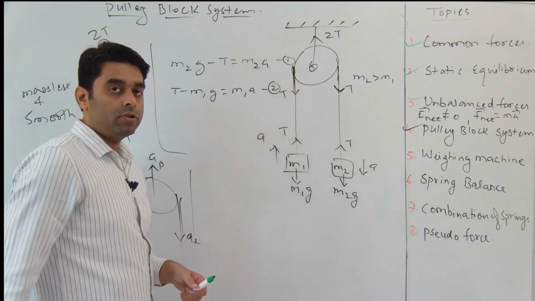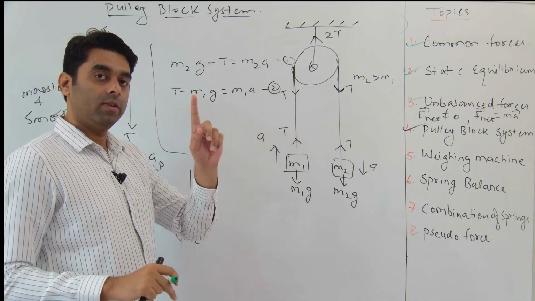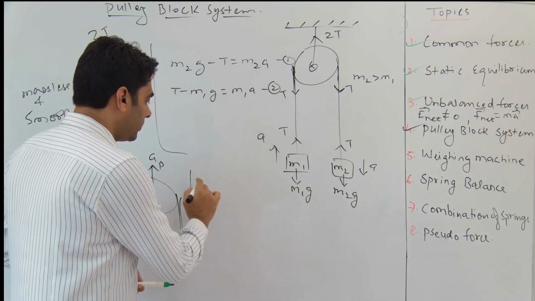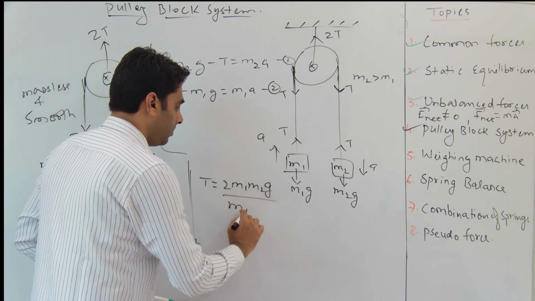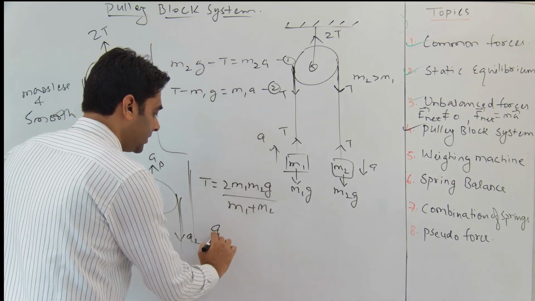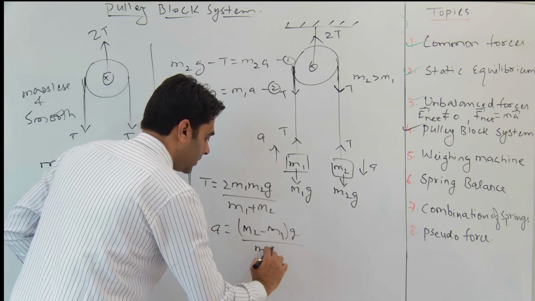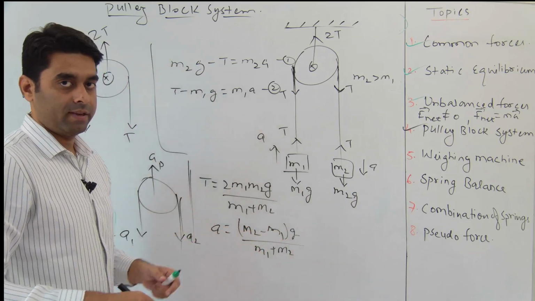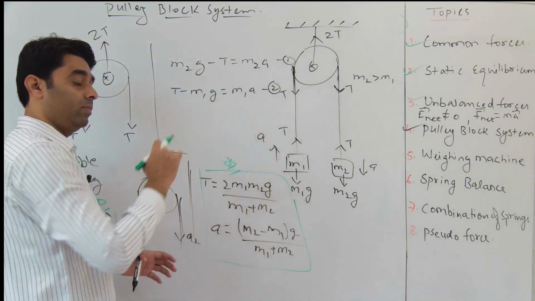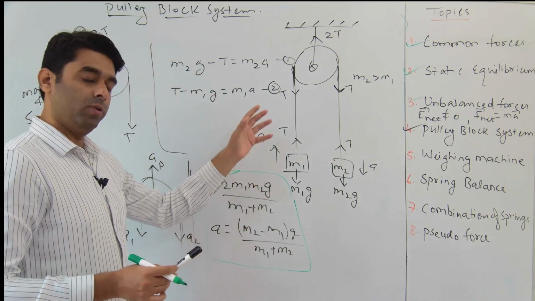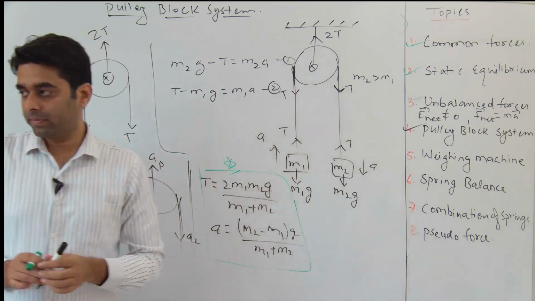When we solve these two equations, the two quantities that we calculate in these types of cases are the tension and the acceleration. The tension result we get is 2 M1 M2 g by M1 plus M2, and the acceleration result is (M2 minus M1)g by M1 plus M2, where M2 is the heavier one. These are two standard results for this pulley block system, which we also term as the Atwood machine. You can keep them in mind. Let us look at some more cases of the pulley block system.